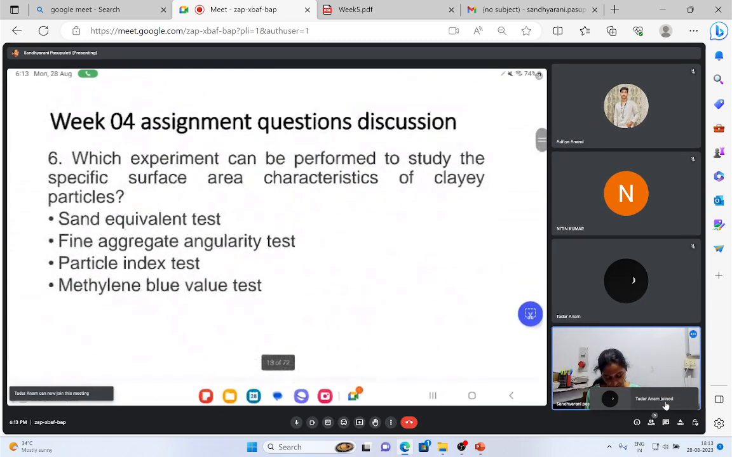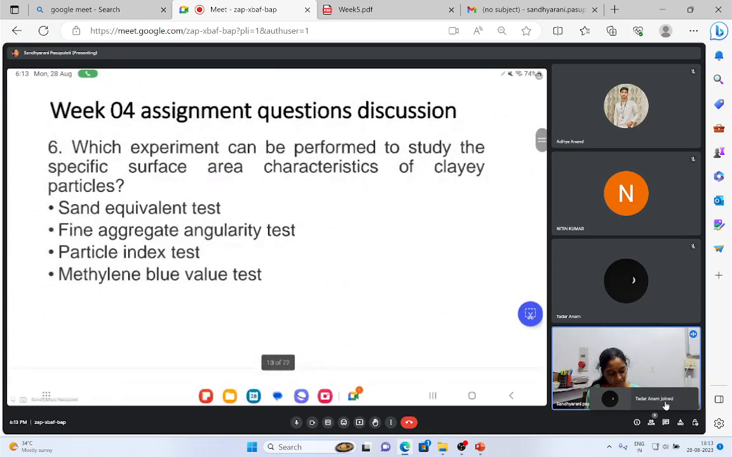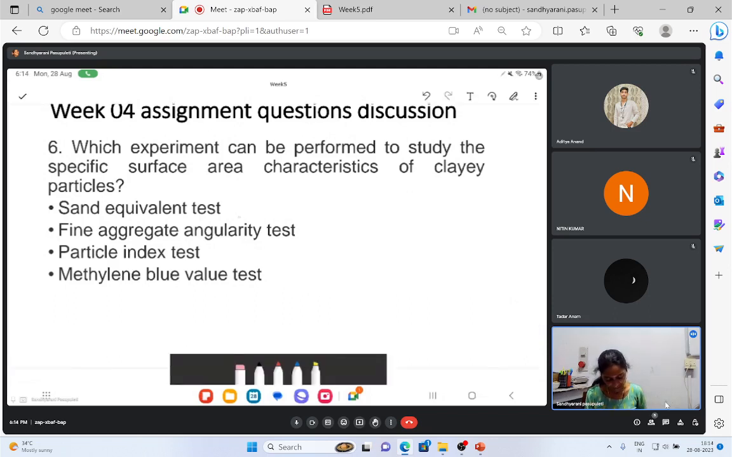And if you see the sixth question, which experiment can be performed to study the specific surface area characteristics of clayey particles? The options are sand equivalent test, fine aggregate angularity test, particle index test, and methylene blue value test. Out of these four tests, as we discussed in the last class, the methylene blue value test gives the more qualitative approach of understanding the surface area characteristics of clayey particles.